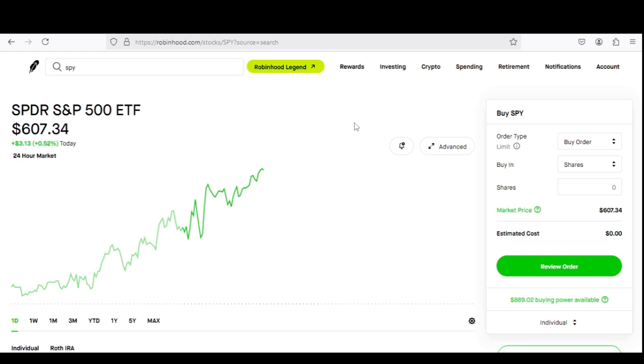Remember, before entering any trade, make sure you have an exit plan. Secondly, always do your own due diligence before investing. Now, let's go ahead and get down and dirty with options.